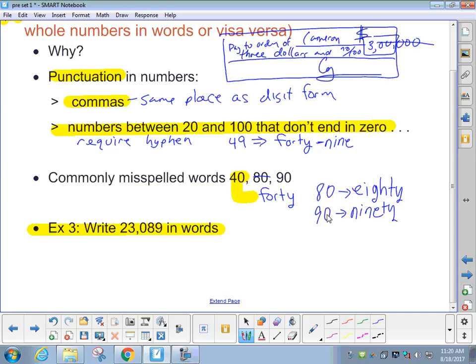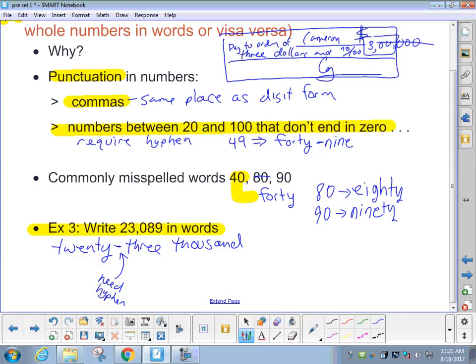Yes. 23,000. Okay. Let me start. Give me a second. 23,000 is what I have there. Okay. Yes. Yeah. 20 and 3, even in the thousands case, is a joining of tens and ones. It doesn't end in zeros, so it needs a hyphen. Okay. Need that. All right. Good deal. Okay, then what?